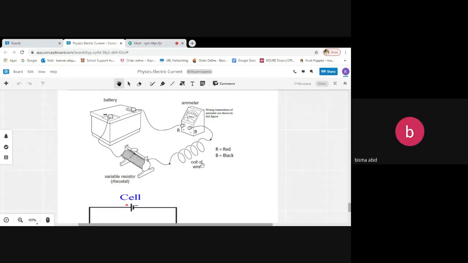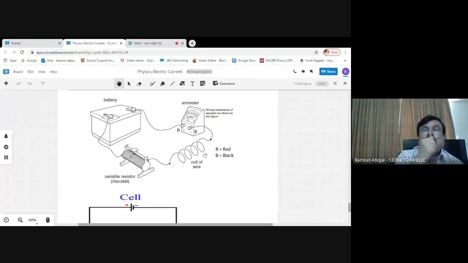In this particular diagram, I have shown a closed circuit. This whole apparatus which is shown in this diagram is also available in our physics lab. So whenever we get a chance to move to our physics lab, inshallah, I'll show you such a closed loop in which a battery is present.